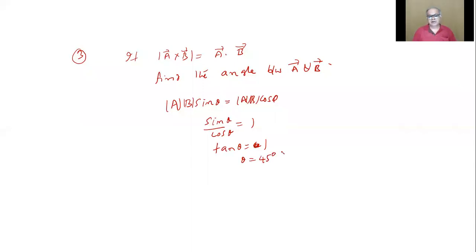See, if it is 90, look, mod of A cross B will be mod A mod B, but mod of A dot B will be 0. So they're not equal. Yes, that was the point. Next.